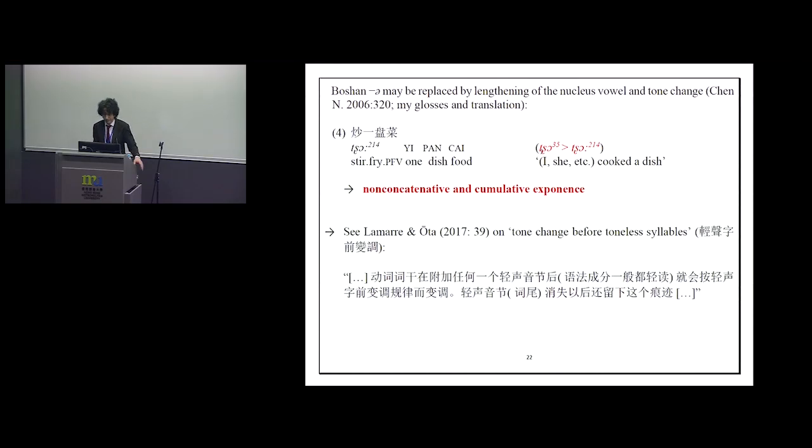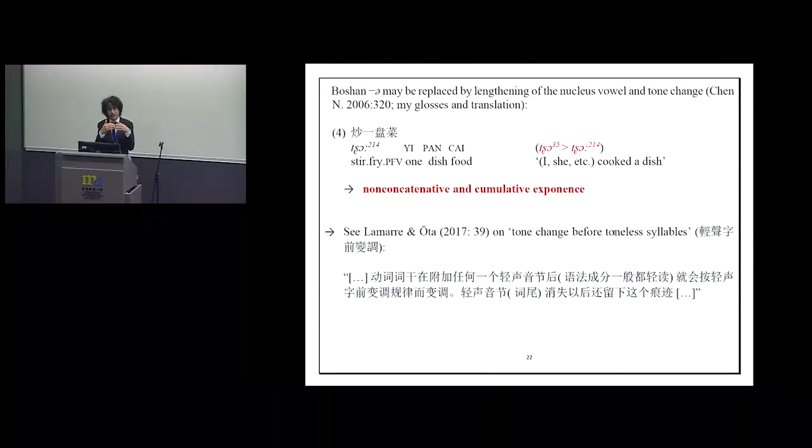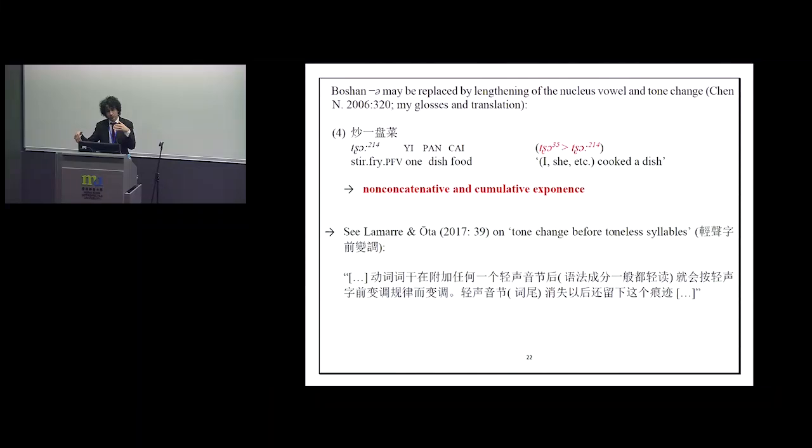And this type of tone change with a grammatical function is said to be, for Northern Sinitic, an instance of what they usually call 清声字前变调, like tone change before toneless syllables. So you add neutral tone syllables, have tone sandhi, and then when the syllable disappears, all that is left is the tone change to express that grammatical meaning.